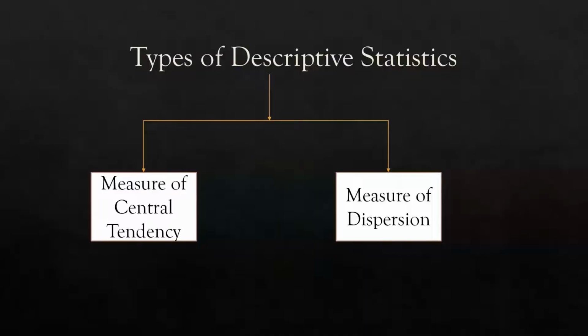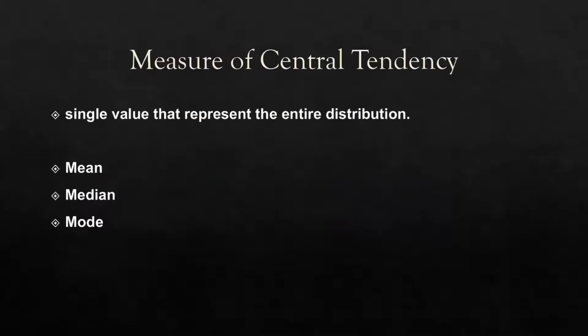Now, there are two types of descriptive statistics. The first one is measure of central tendency, and the second is measure of dispersion. So let's see both one by one. So, measure of central tendency. It is a single value that represents the entire distribution. Now, how can a single value represent the entire distribution?